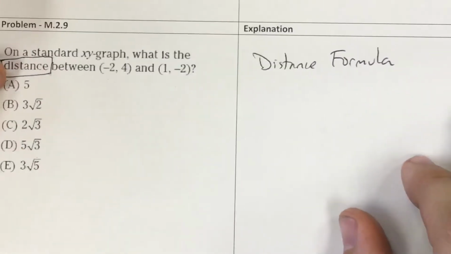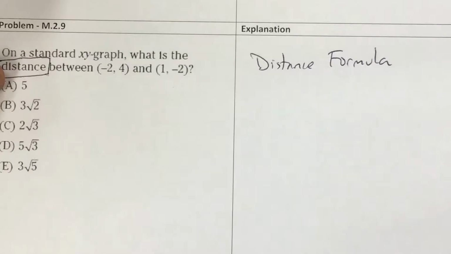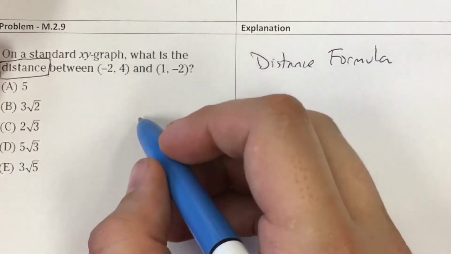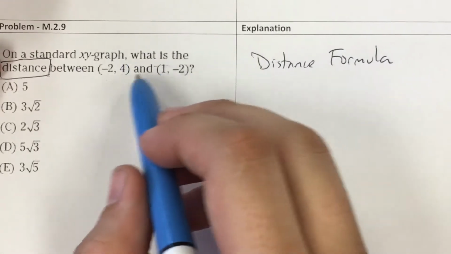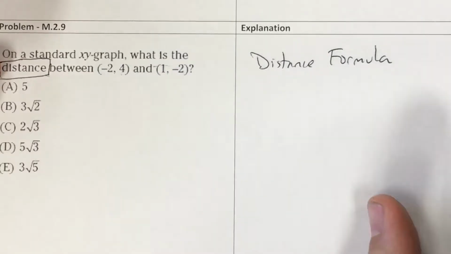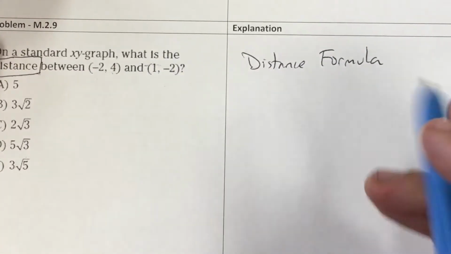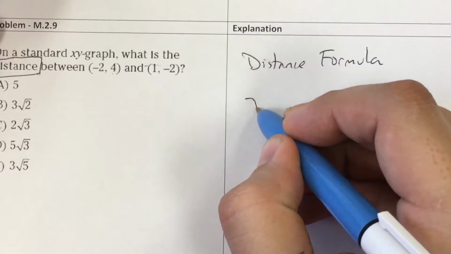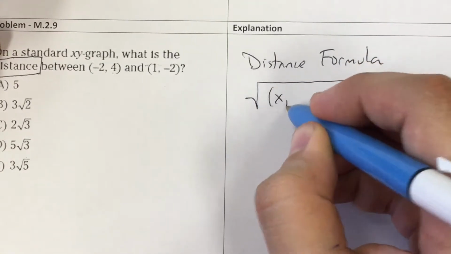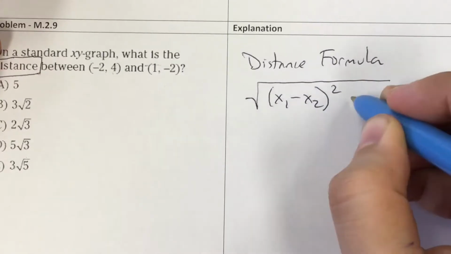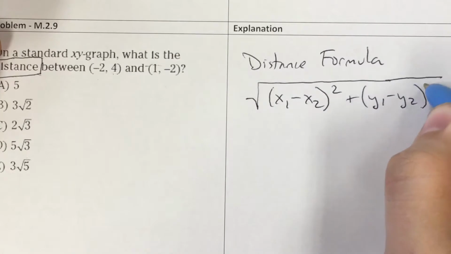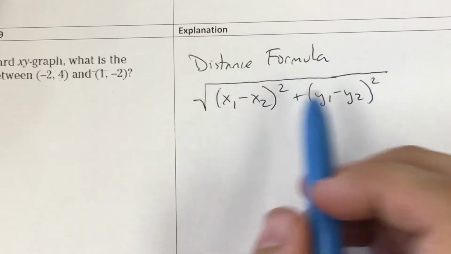Now, if you're not sure how to use this formula or you haven't memorized it, you could do this directly in the coordinate plane itself by graphing those points, finding the distance between them, and then using the Pythagorean theorem. I find this way to be easier and quicker, but it does require memorization of the formula. And so the formula is going to be the square root of the quantity x1 minus x2 squared plus the quantity y1 minus y2 squared, all of that underneath the square root.